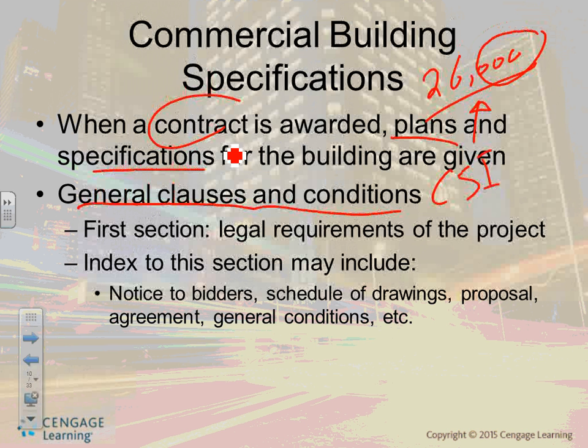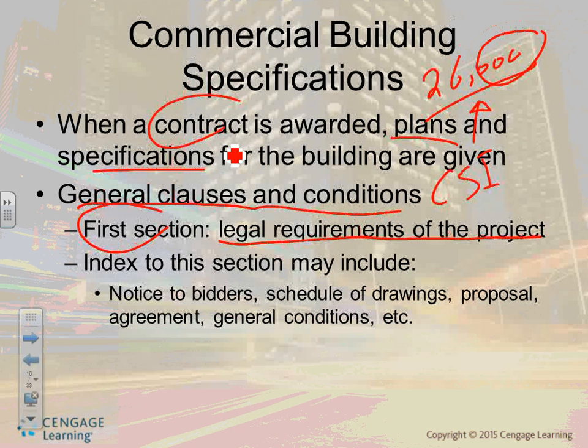Okay, the general, I can't remember the number for the general. But start with the general clause and conditions. The first section has the legal requirements for the project: who's doing what, when, and where, what needs to be done in the general requirements, and who's liable for what. That section is typically handled by specialized people.